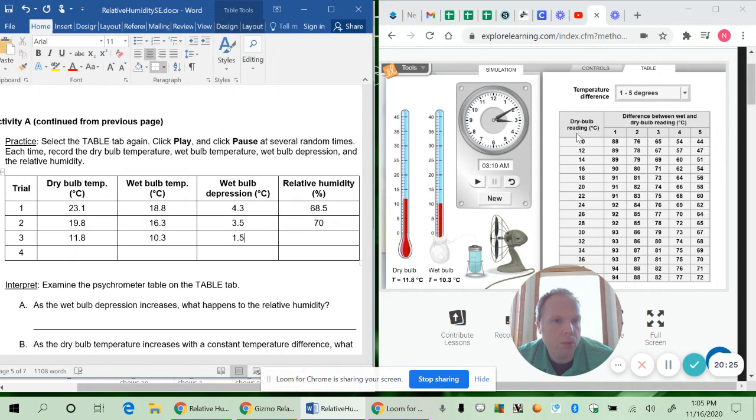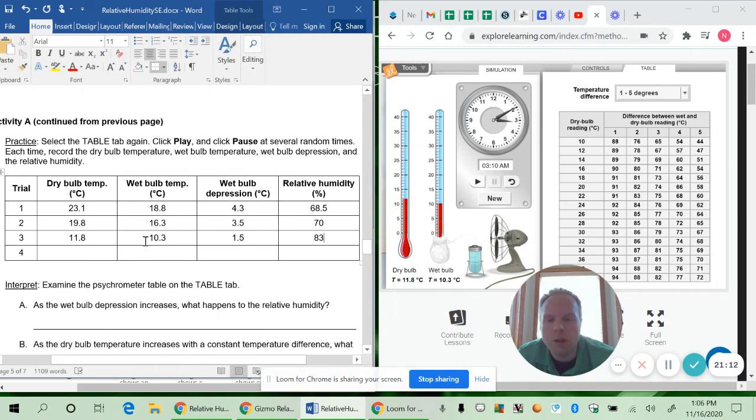So I'd go find my dry bulb. I'd go to 12 right here. And the wet bulb depression was 1.5. So I would go over. Right here would be 1, so it'd be between 89 and 78, right? So it would be probably right up in the middle, about 83, 84 or so. So I go down 12, over to 1, so it'd be 89. But since this depression is a little bit bigger than 1, it'd be halfway between here. So between 78 and 89, probably about 83, 84, right?